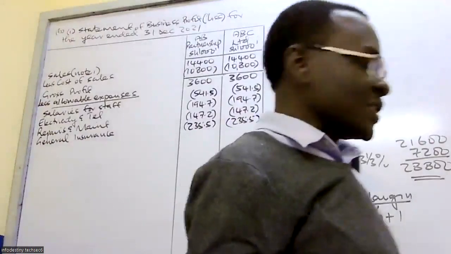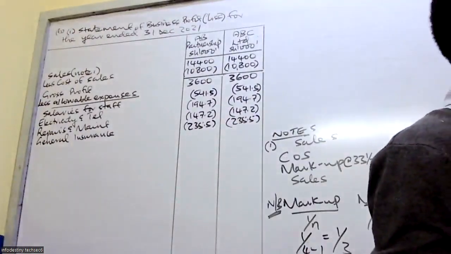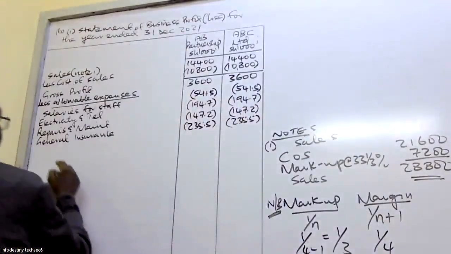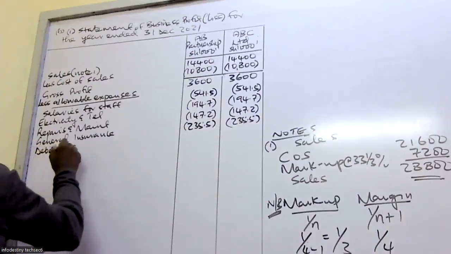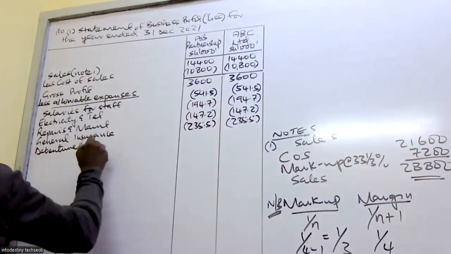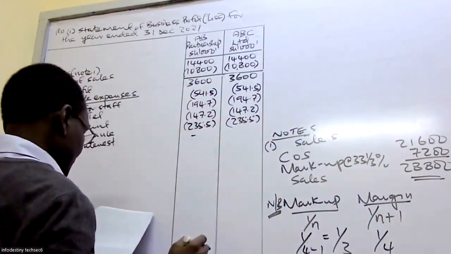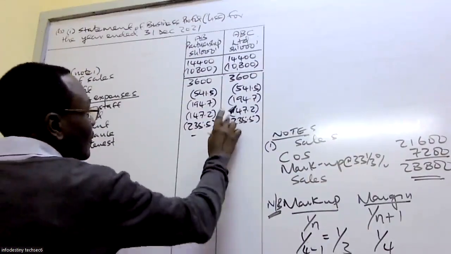Now, the debenture interest that the examiner is very friendly and told us was paid by ABC Limited. So you charge the whole of it to ABC, it's allowable. So the debenture interest to ABC is 150.